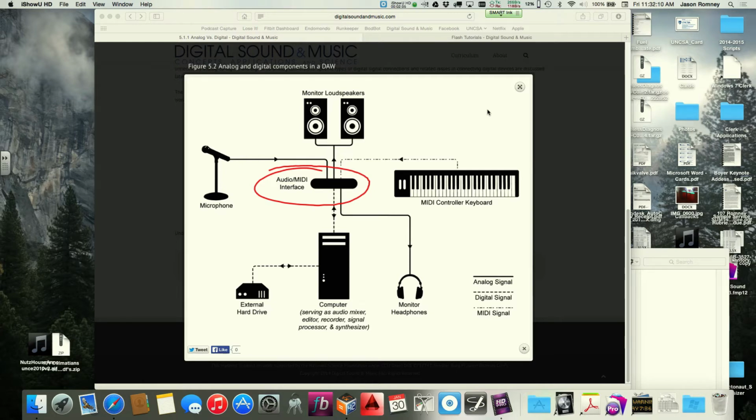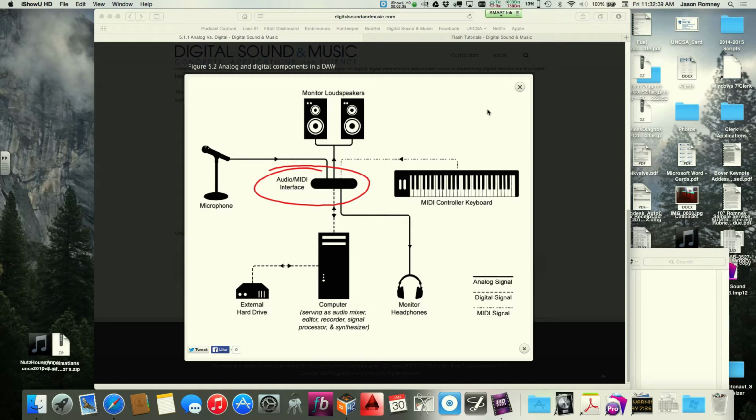So all the other stuff plugs into that. Your microphone plugs into some sort of sound input on your audio interface. Your monitor loudspeakers would plug into some sort of audio output. If it had a MIDI input, you could hook up a MIDI keyboard to that. Your headphones, there'd be a headphone output on there. So this interface is really the thing that lets you get the sound in and out of the computer. And the way in which that connects to the computer is going to be different.